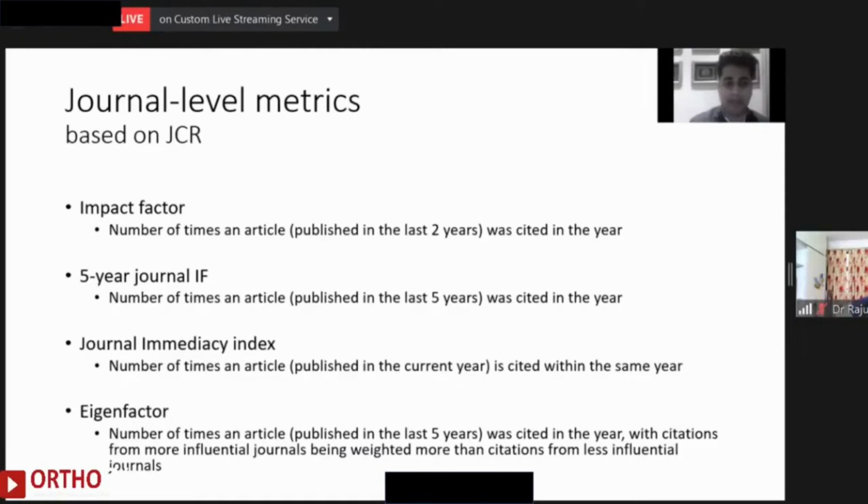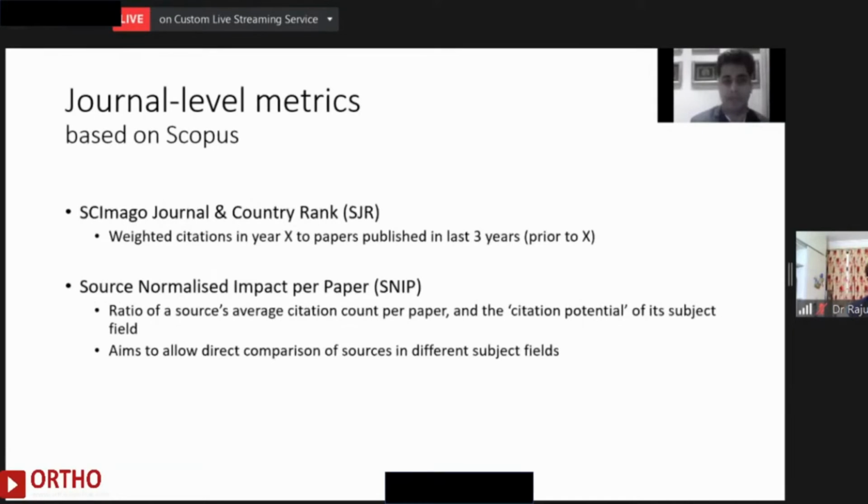The Eigenfactor is sort of a weighted citation index, which basically measures the number of times an article from the last 5 years was cited in that year, with citations from more influential or more important journals being weighted more than citations from less influential journals. So you have a lot of metrics, and this can also be done through Scopus, which measures the journal and country rank of a particular journal.